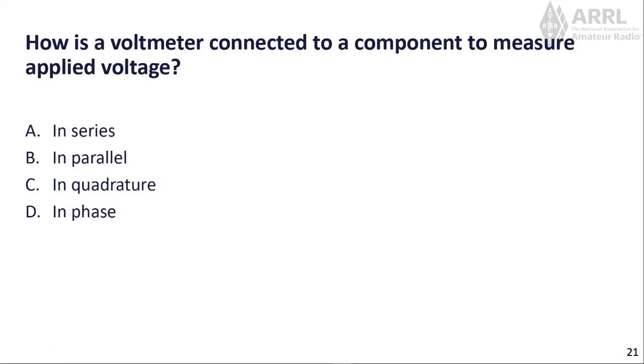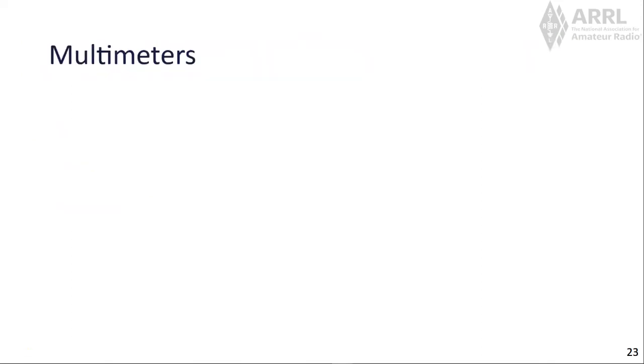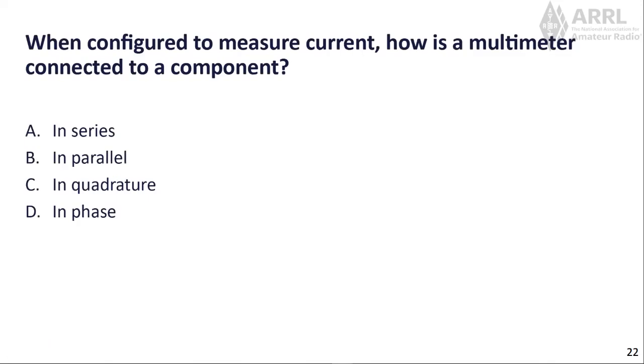How is a voltmeter connected to a component to measure the applied voltage? We connect voltmeters in parallel. When configured to measure current, how is a multimeter connected to a component? When we're measuring current, we connect the meter in series. That's in series.